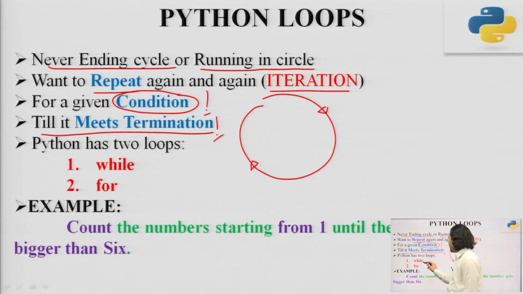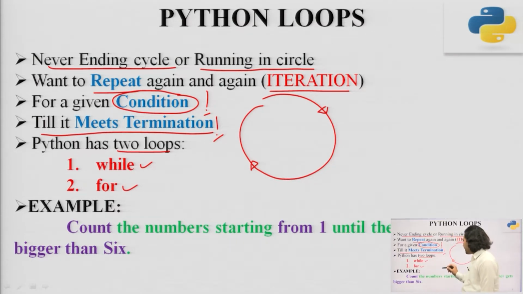In Python we have only two loops. The very first one is the while loop, the second one is the for loop. So, we have only these two loops, not do-while.